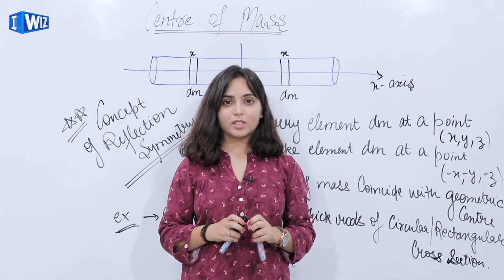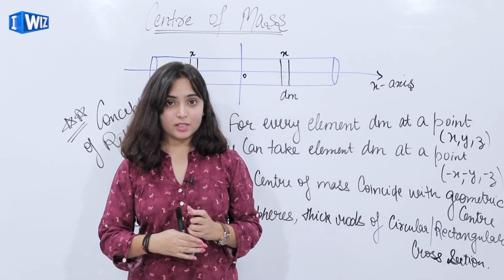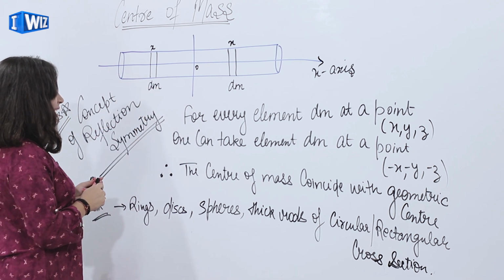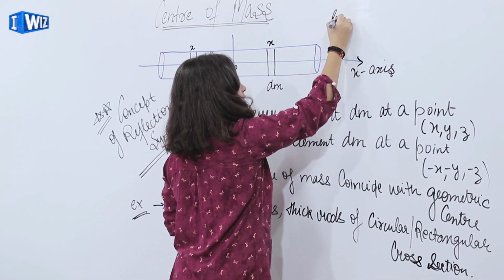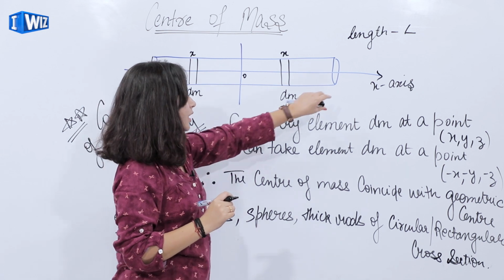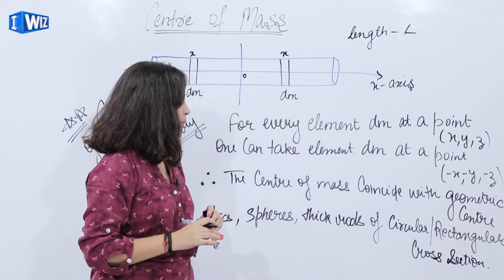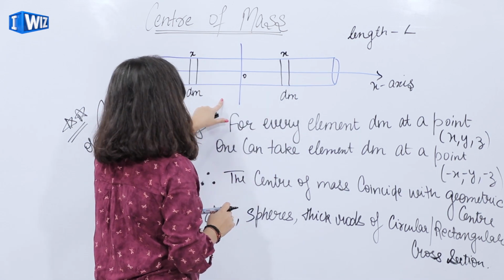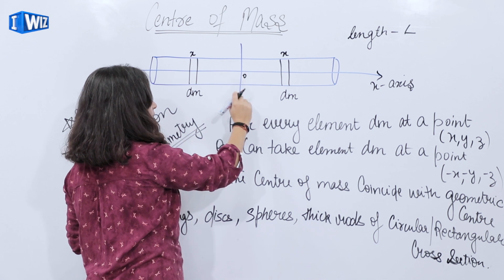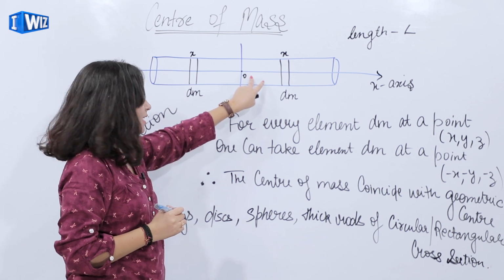Now let's talk about the concept of reflection symmetry. We'll discuss and learn about reflection symmetry through this example. I have considered a rod whose length is, say, capital L, and the radius of this rod is much smaller as compared to its length. Now, we are asked to calculate the center of mass of this rod, and this is placed on an x-axis and this is the origin, or we can say its geometrical center.